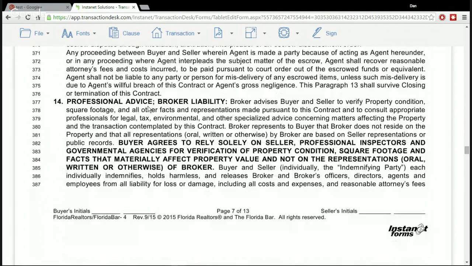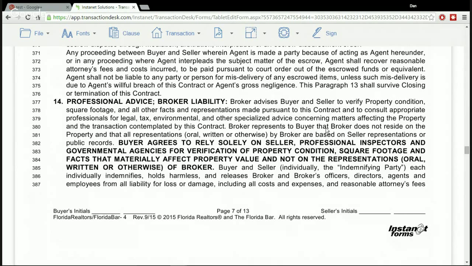Professional advice and broker liability. Okay, this is advising the buyer and the seller to verify the property conditions, square footage, and other facts and representations made within this contract, and to consult professionals for legal, tax, environmental, and other specialized advice concerning matters affecting the property and the transaction contemplated by this contract.